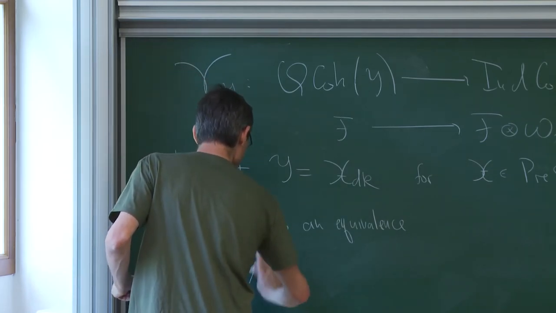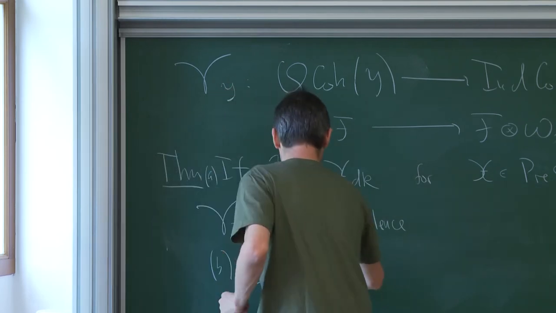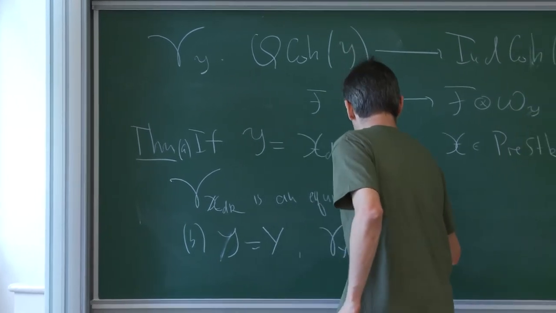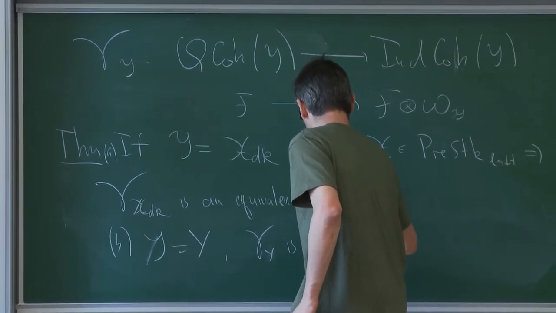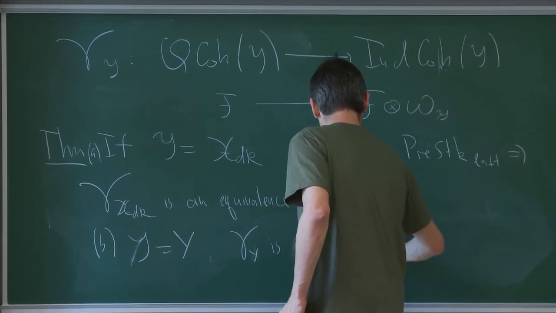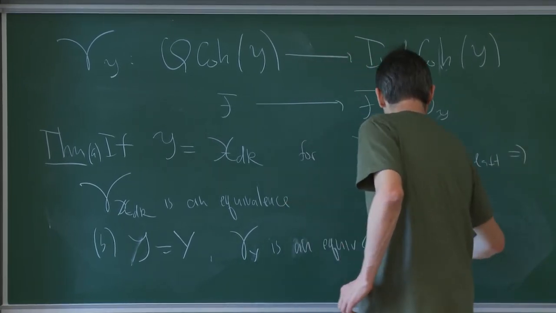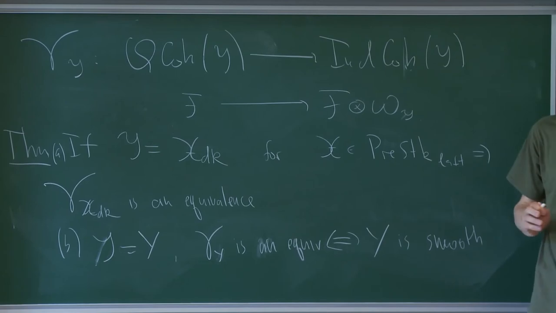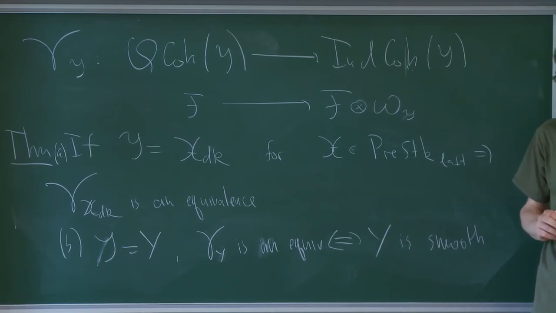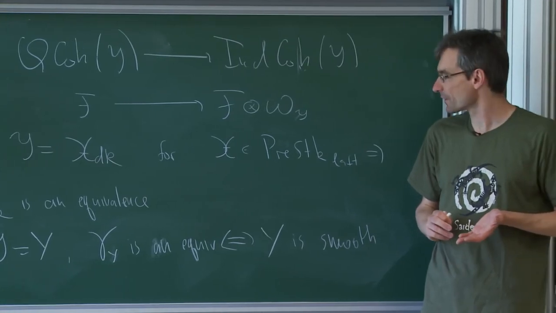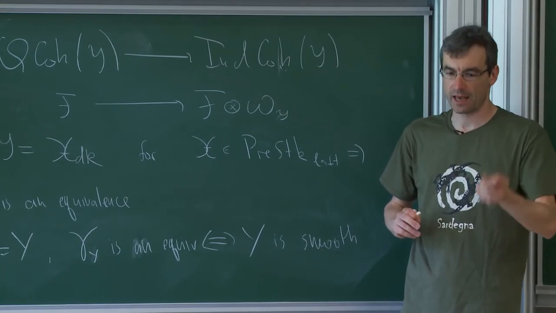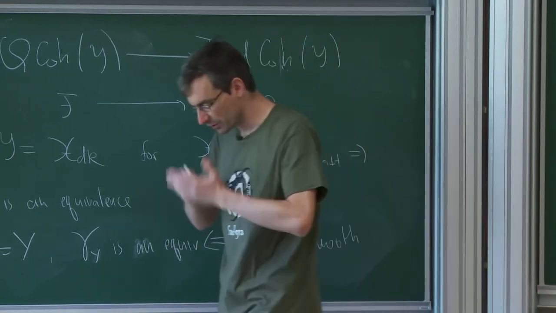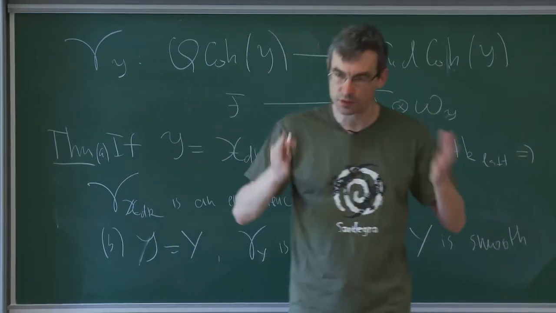And if Y is a scheme, then upsilon Y is an equivalence if and only if the scheme is smooth. So for schemes, this functor is an equivalence only for smooth guys, but the derived thing is smooth. Y is a derived scheme, and this functor will be an equivalence if and only if Y is classical and smooth in the usual sense.